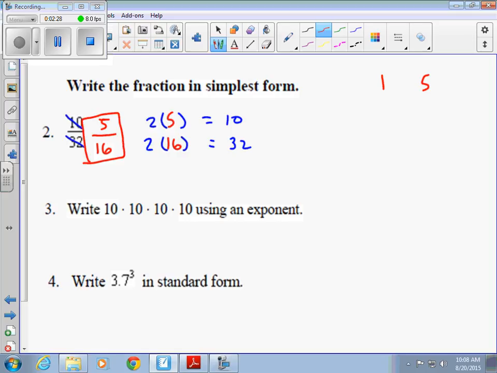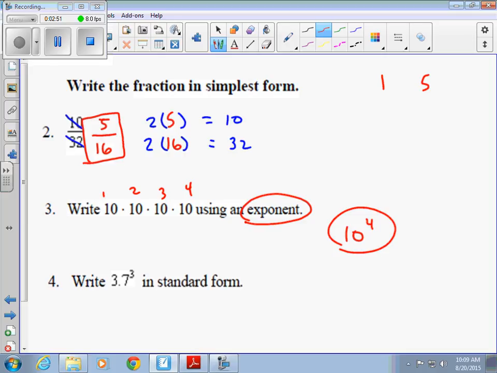Number 3 says write 10 times 10 times 10 times 10 using an exponent. We know what exponents are. It's just a little superscript number, a little small number that's raised up at the top. So we have four 10s: 1, 2, 3, and 4. So 10 to the 4th power. It's as simple as that. If you missed that one, you were probably trying to do too much.